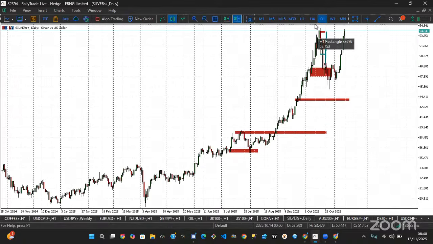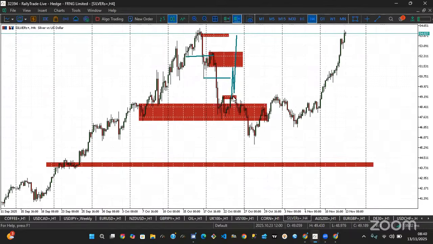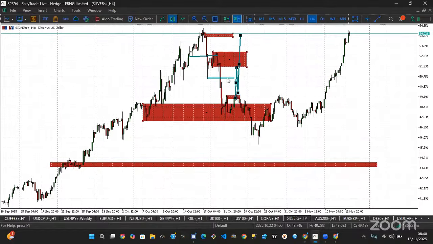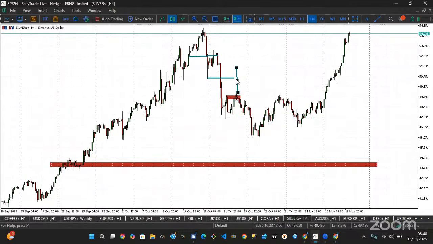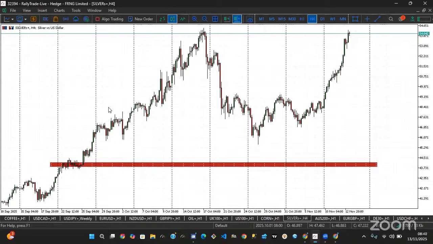I need to take out all of these things. I don't like the chart. I understand what I put here, but to you it might look messy. Let me take all of this out. Okay. So let me just take them all out. All right.